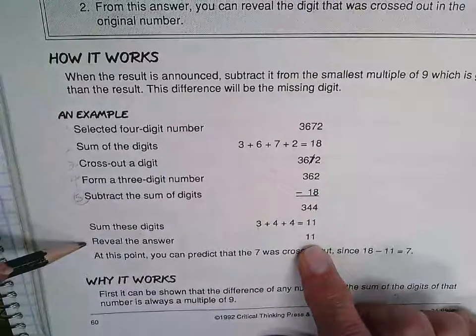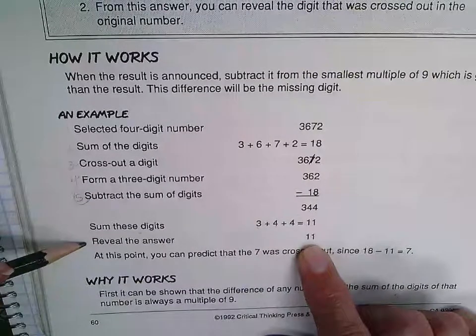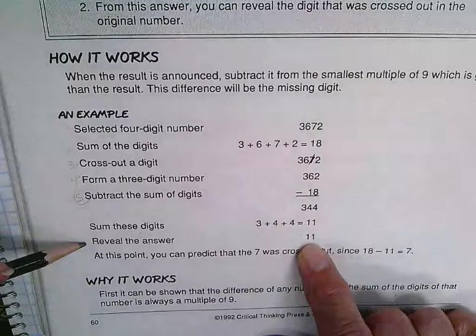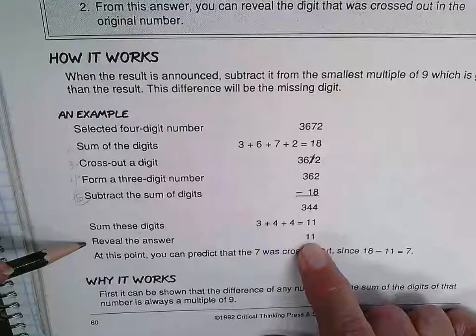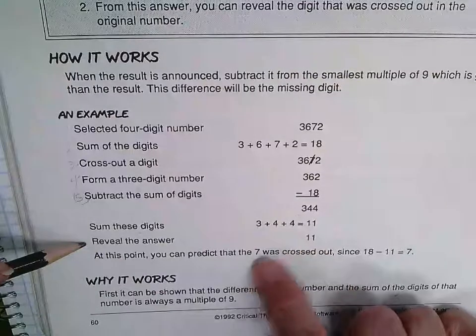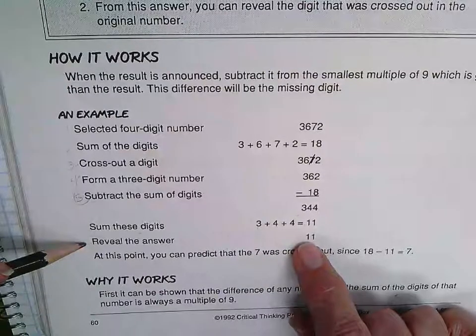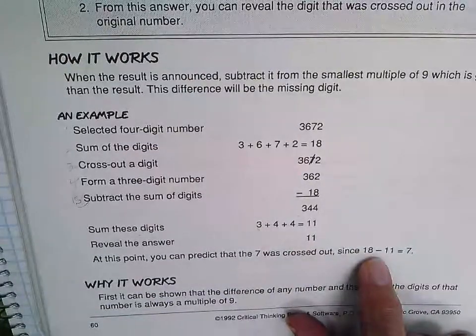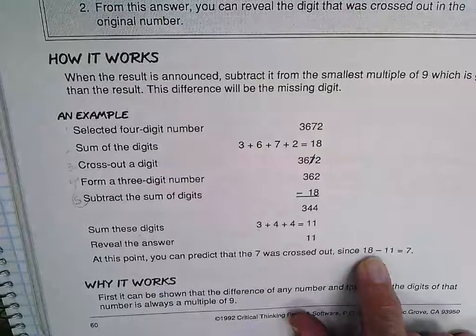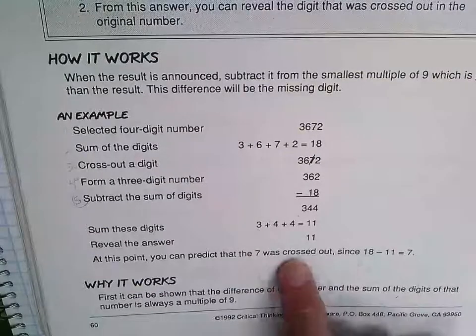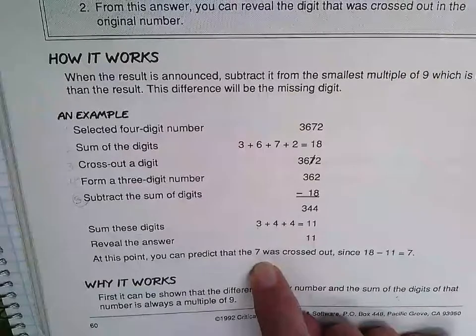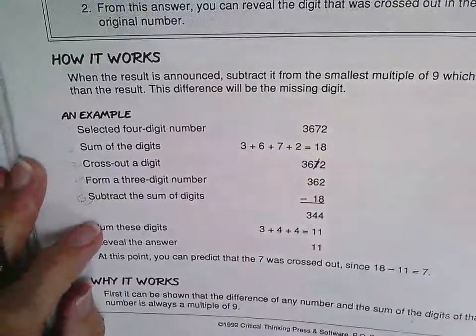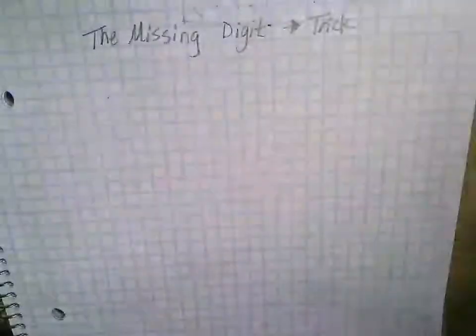And when you get 11, you're going to ask yourself, what number could I add to 11 to get a multiple of 9? That number would be 7, because 7 plus 11 is 18. Or you could subtract 11 from 18 and you would get 7. So that's how you can predict what digit was crossed out. Let's look at it mathematically and see why that works.